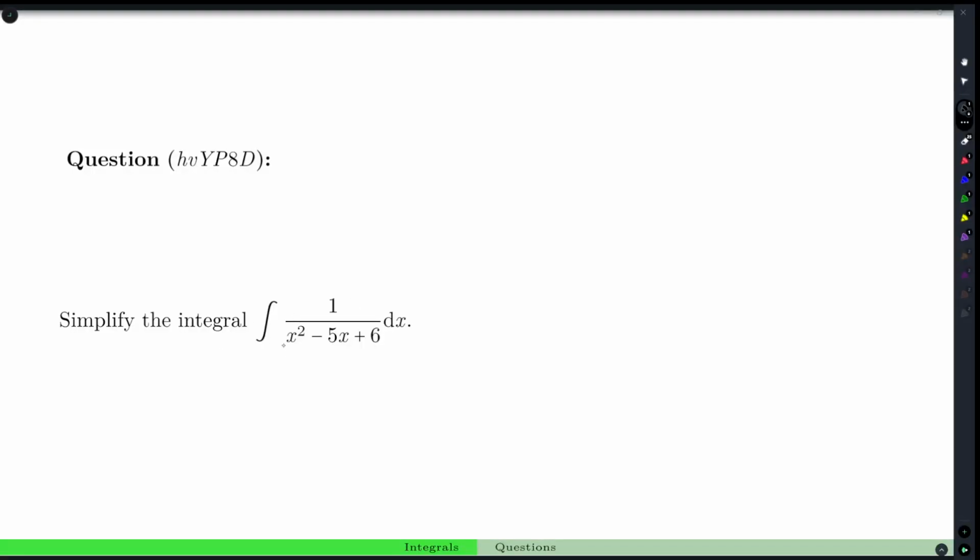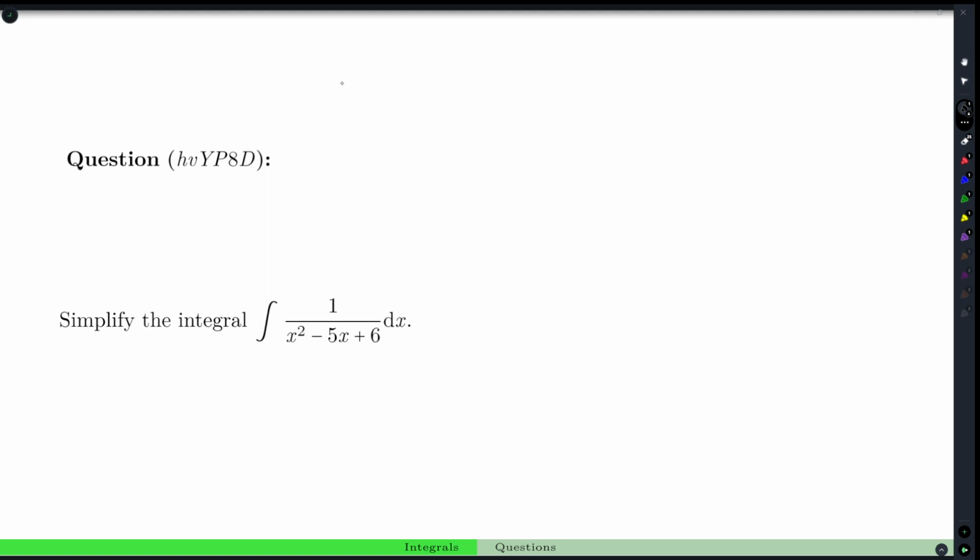Simplify the integral of 1 over x squared minus 5x plus 6. Okay? So we've got 1 over a quadratic here. And actually, my experience tells me we can factor this quadratic. I'm going to use the partial fractions decomposition setup.